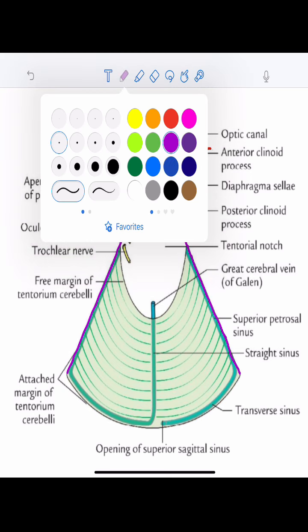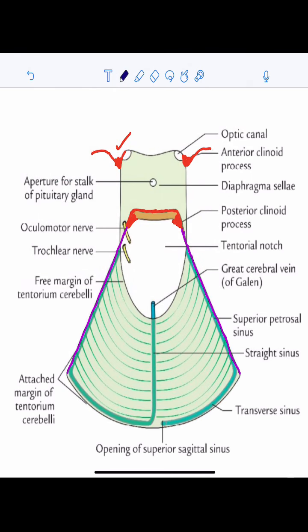Now the free margin will show in another color, that is this dark blue color. So this is the free margin of tentorium cerebelli. It's forming a U-shaped notch which is known as the tentorial notch. And it is extending anteriorly, and the free margin is getting attached to the anterior clinoid process. So the attached margin of tentorium cerebelli is getting attached to the posterior clinoid process, and the free margin is attached to the anterior clinoid process.